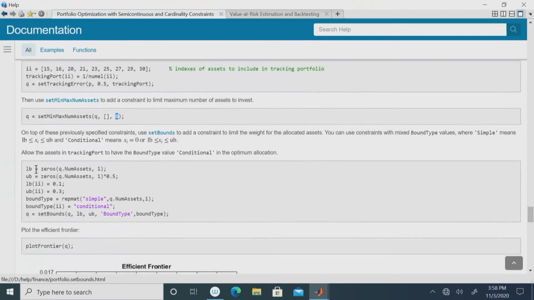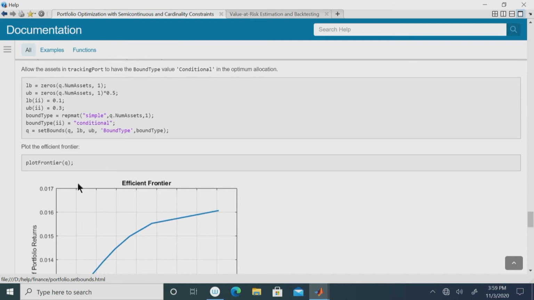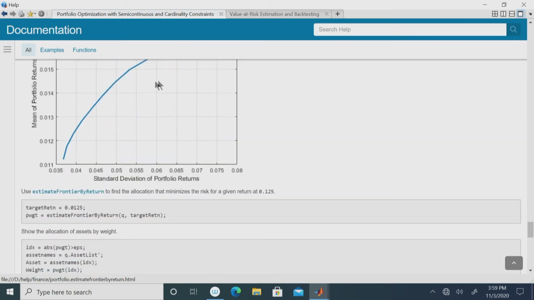Here we set the lower bound and upper bound. In case an asset is included, we will set the lower bound to be 0.1 or 10%, and the upper bound we will set to be 0.3 or 30%, and in this case we plot the efficient frontier. The efficient frontier turns out to be of this particular form. Now, you can set the target return to 12.5%. So, you can set the efficient frontier by return on Q.